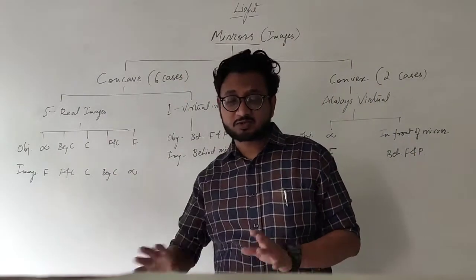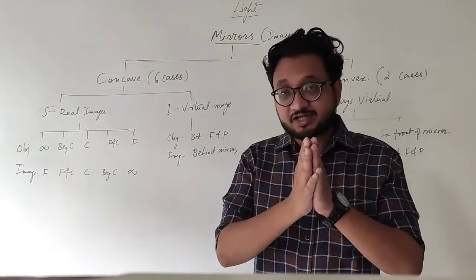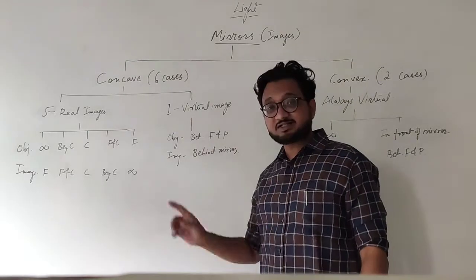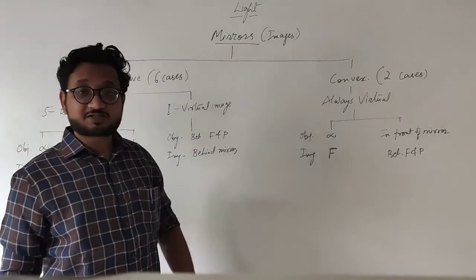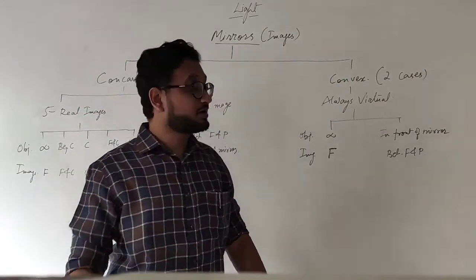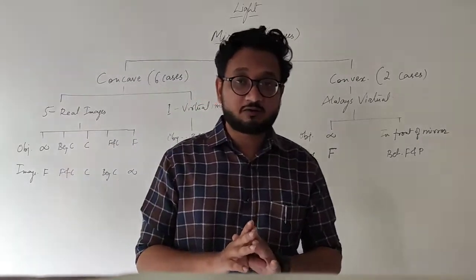In concave mirror, there are a total of 6 cases, and in these 6 cases, 5 cases are where a real image is formed, and 1 case is where a virtual image is formed. And in the case of convex mirror, there are only 2 cases to remember, and the image is always virtual, so there is no confusion of a real image.